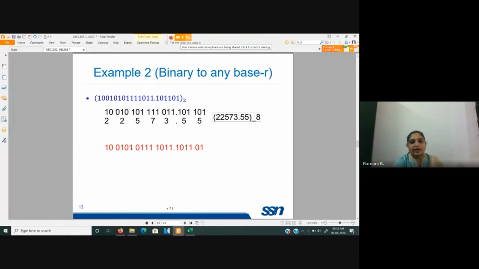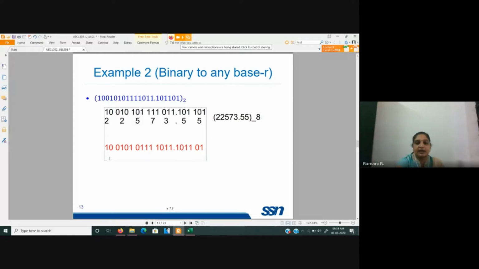Okay, and here, considering the hexadecimal conversion, I have grouped this in 4 binary digits. Similarly for the integer part, I have grouped it as 4 from right to left, and for the fractional part, I have grouped it from left to right. Here again, you can see the most significant group has only 2 bits. So to the leftmost bits, I add 2 zeros.